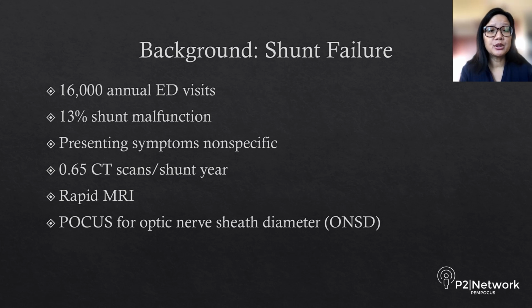In some centers, rapid MRI has replaced CT scan, but the disadvantages of this are the cost of the MRI. In some places, MRI may not be available or may take quite a while to obtain. So another study that can be used to help evaluate these patients is measuring optic nerve sheath diameter using point-of-care ultrasound.